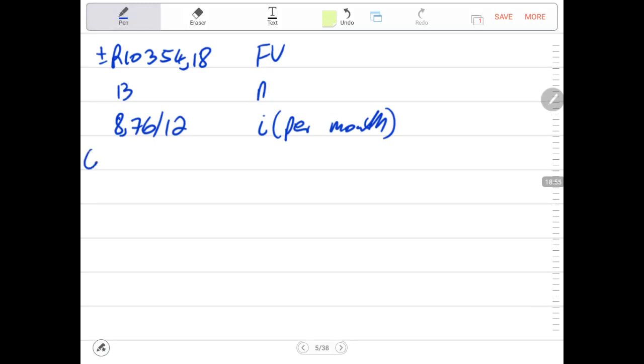Then we say compute the present value, the amount that was initially invested. Then we say plus minus 10,354 and 18 cents is the future value. 13 is our n. 8.76 is our interest. We compute the present value.